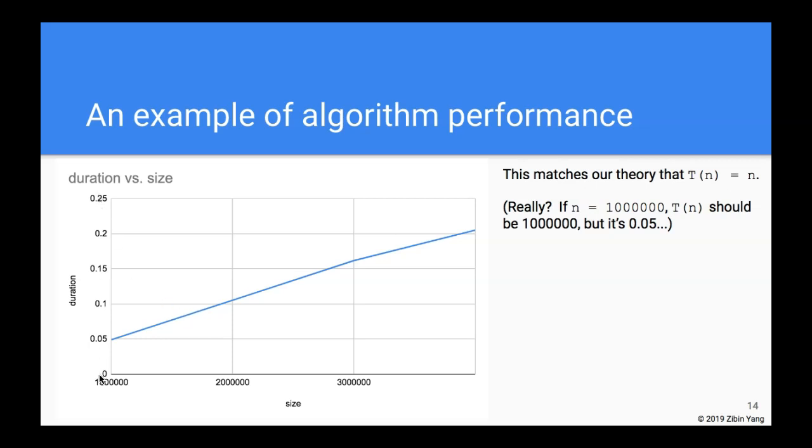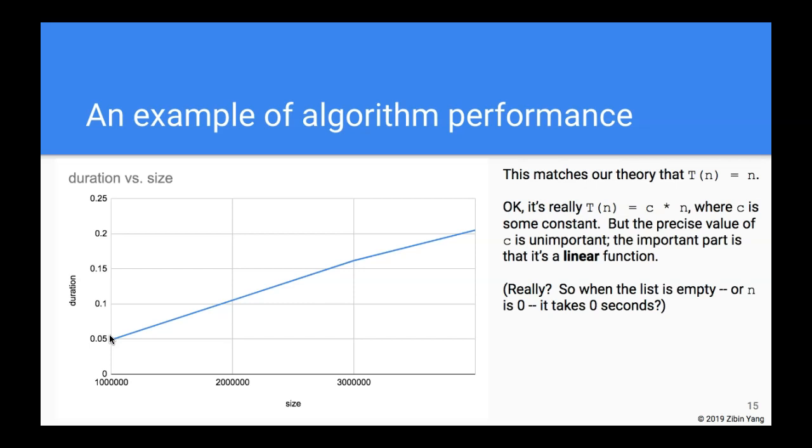But then if you look at the numbers, well, that's not really quite true, right? If n is a million to start with, T of n should be a million, but it's 0.05. So what it really is, is that T of n is a constant times n. Now, the precise value of c, as it turns out, and I'm sure it will make very intuitive sense, is really not important. The most important part is that it's proportional to n, so that T of n is a linear function.